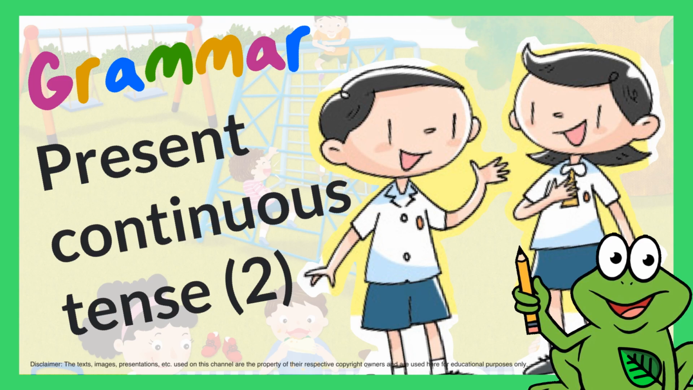Present continuous tense, part 2. Hello, my little friends. It's more grammar time today. We're going to learn to use the present continuous tense to talk about what people or animals are doing.